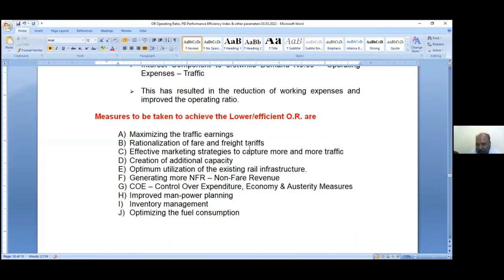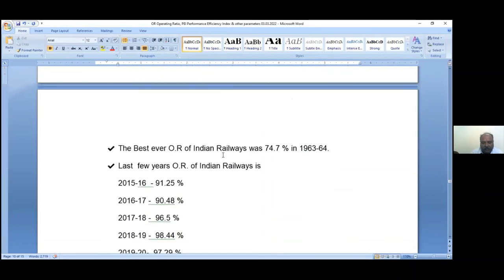And inventory management, that is, the turnover ratio should be as low as possible. And SFC and SCC, that is, optimizing fuel consumption, because demand number 10, the fuel demand, occupies almost 20 to 25% of total working expenses in Indian Railways. That means if we control the demand number 10 budget, we will save a lot. Okay, these are the measures for achieving this.